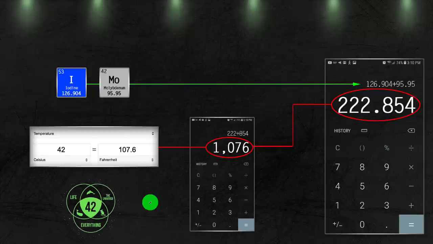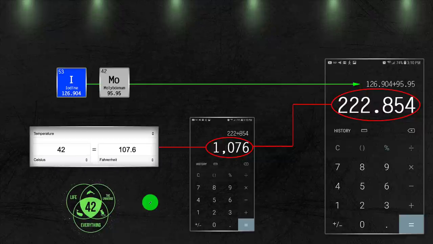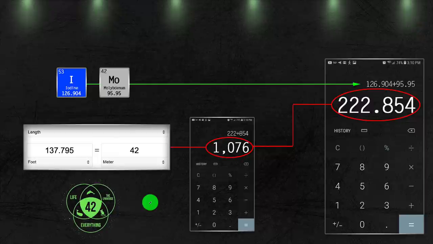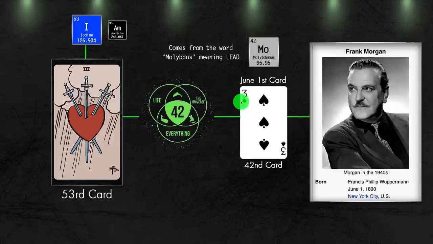Wow. Wow is right. What about if you do the length? How about the feet and meters? So if you weren't convinced then, like, oh yeah, that's fun. Okay. You're not a believer? Well, how about feet to meter? How about the conversion of that? 137 feet, 42 meters. So there's that 137 tied to the 42. Life, the universe, everything tied to the Wizard of Oz. Tied to the guy who they casted to play the Wizard of Oz. Tied to his birth card. 42.